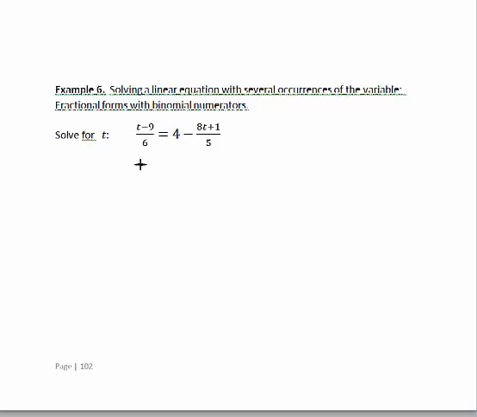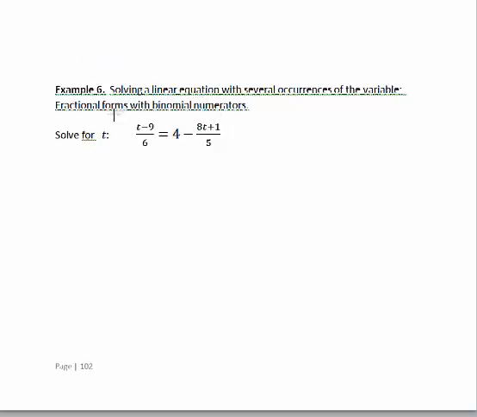Moving right along to example 6. Linear equation, several occurrences, fractional forms with binomial numerators. The binomial numerator simply means that, for instance, this fraction, large fraction bar, has two terms on the top, something plus something. And so does this one over here on the left, t minus 9, and both of those are being divided by 6.